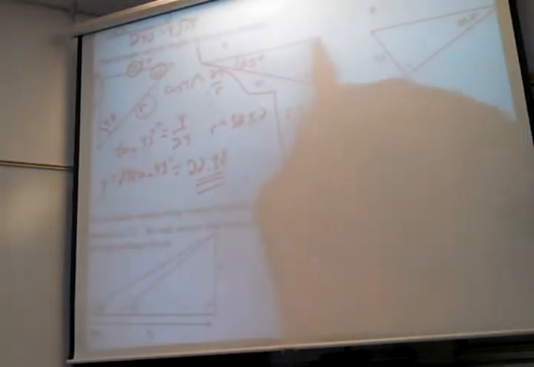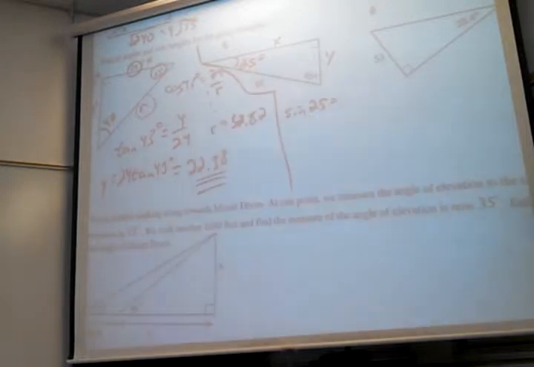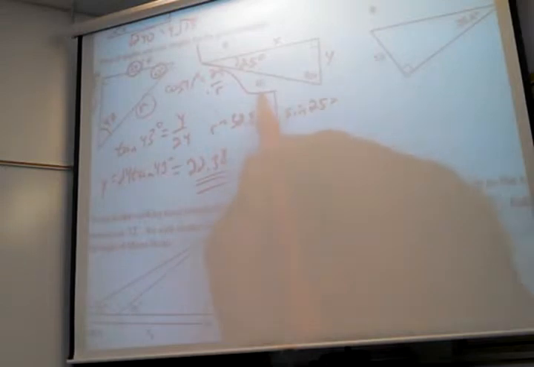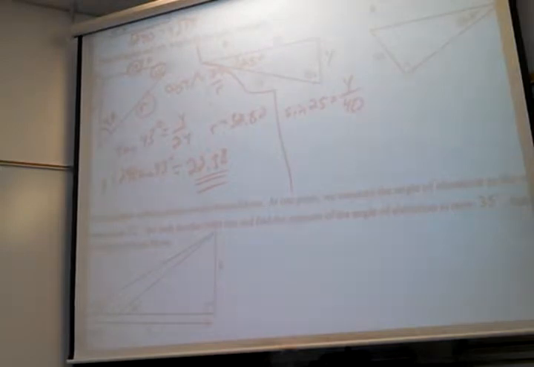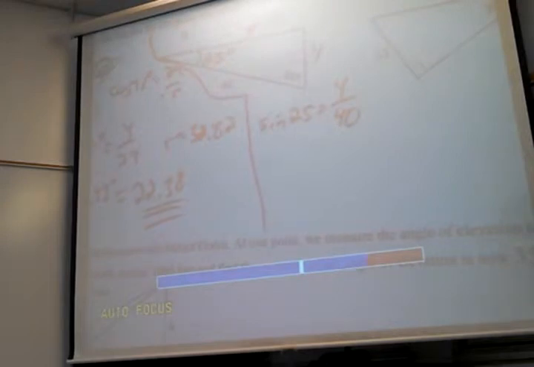What would sine of 25 be? Let me label my stuff here. What's the sine of 25 degrees? Y over 40, or whatever you call that side. Whatever you want to call it, it doesn't matter. Y over 40. Let me just stop right there. Is that by itself understood?